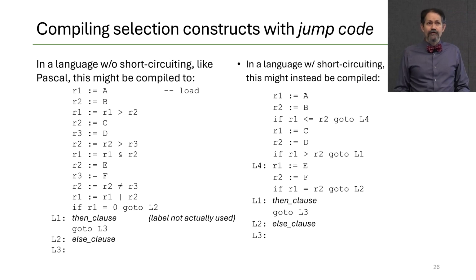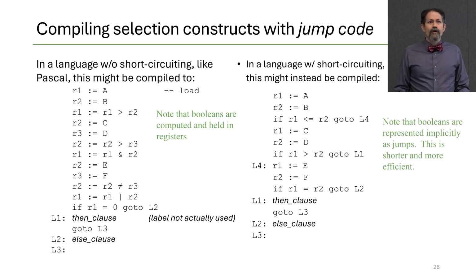So this code is shorter, and it also executes fewer statements at runtime. That's one of the benefits of short-circuiting, and it illustrates the nice technique of jump code. Note here that in the original code, in Pascal, Booleans are computed and held in registers, whereas in the jump code, Booleans are represented implicitly as jumps. And that's what makes this code shorter and more efficient.